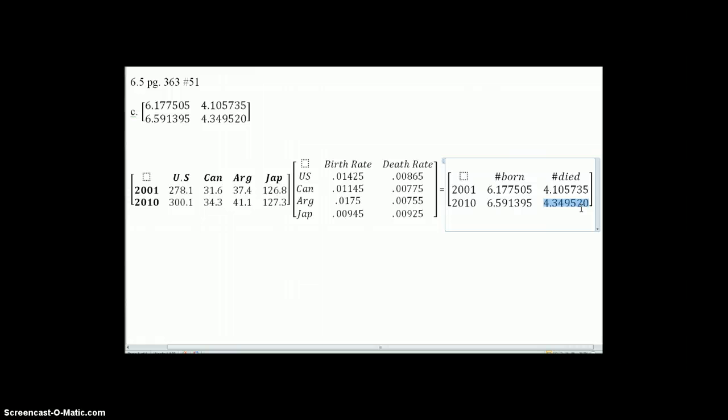So that's D. And E says, according to the matrix A times B, what's the total number of people born in the 4 countries in 2001? So in 2001, the number born is 6.177505 million. Remember, our populations were in millions. So that's where they're getting the answer in the back of the book. It's just this number written as a million. So 6 million and then 177,505.